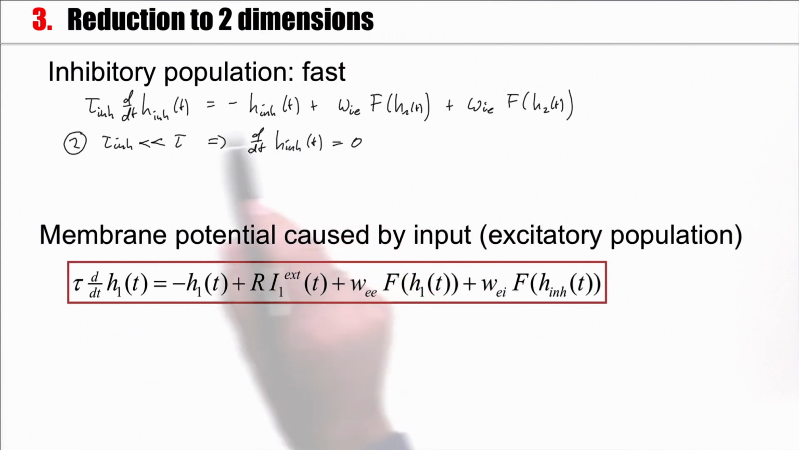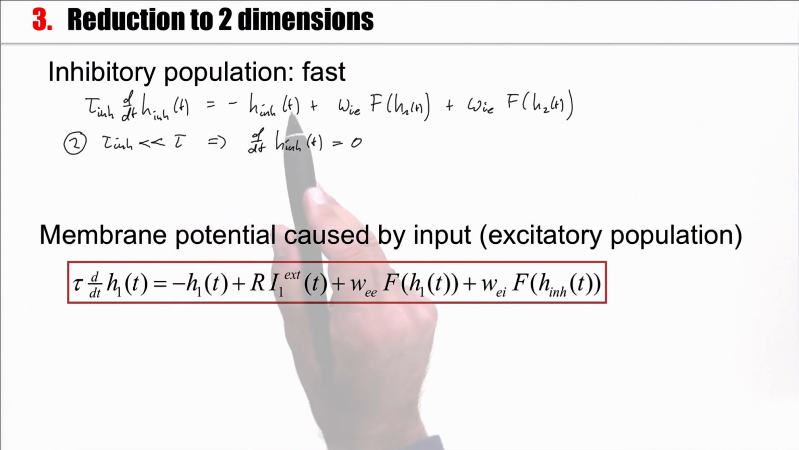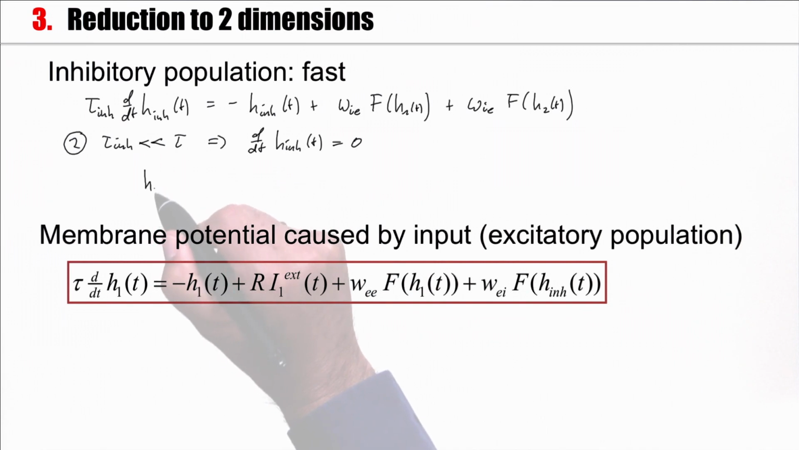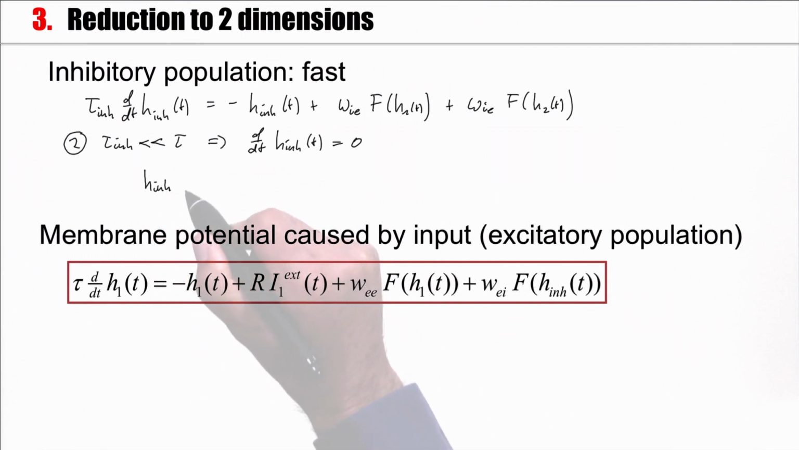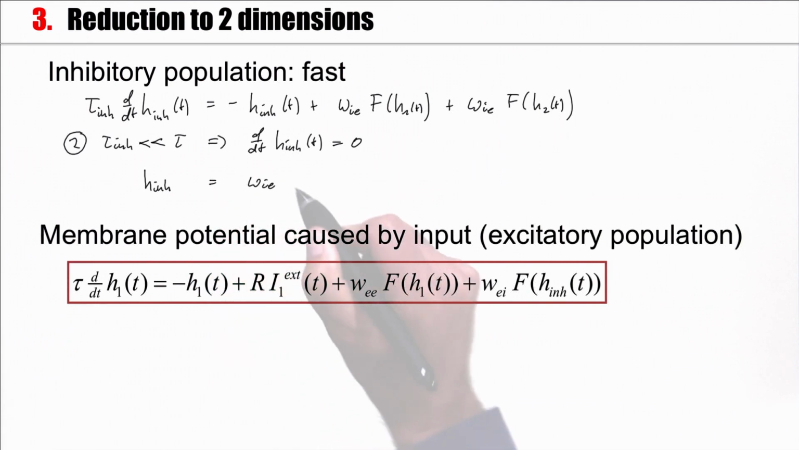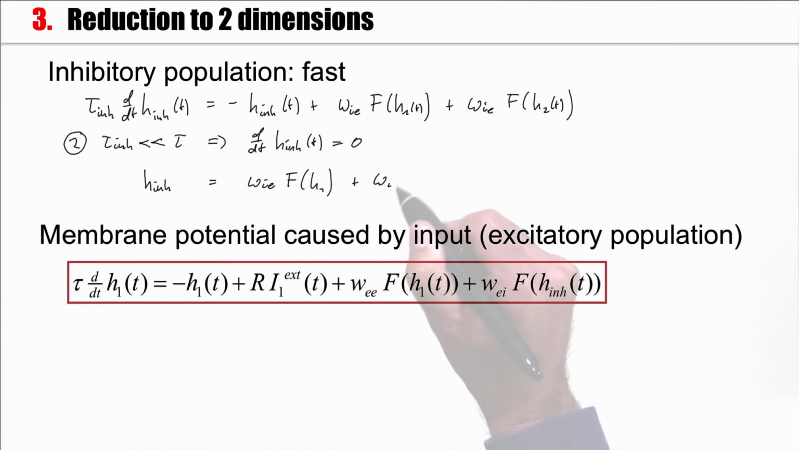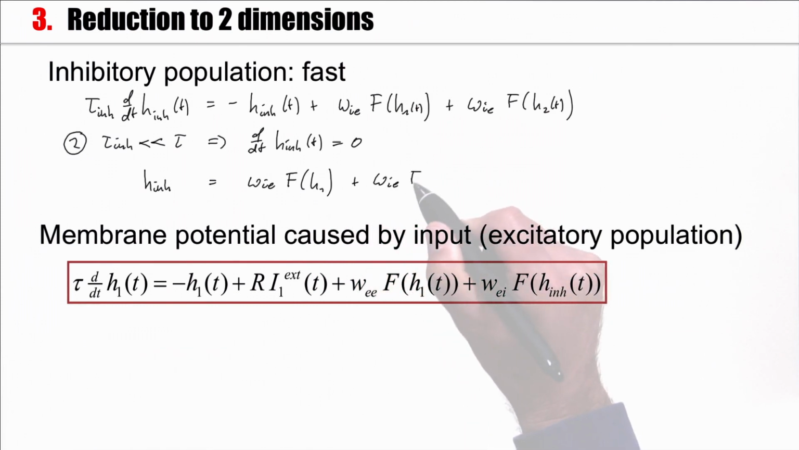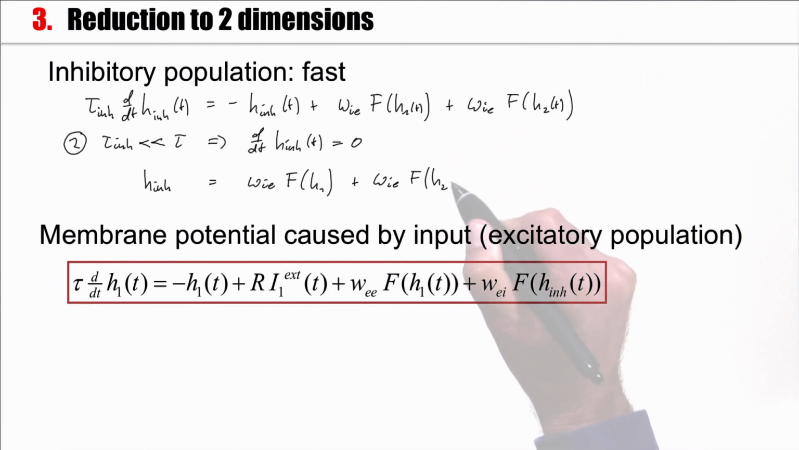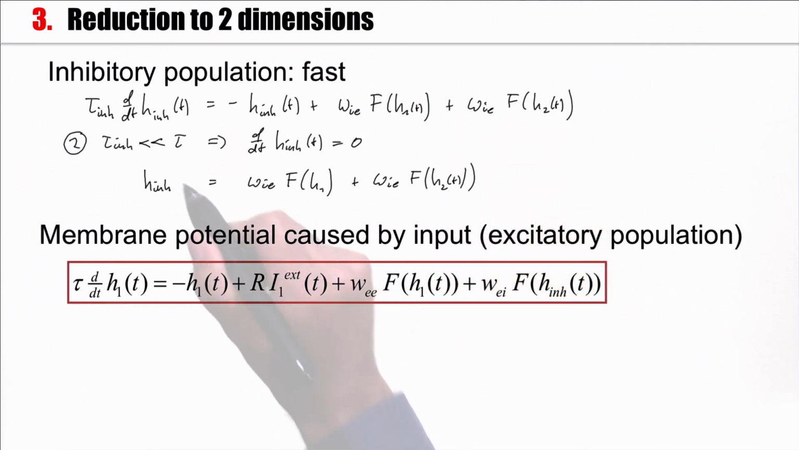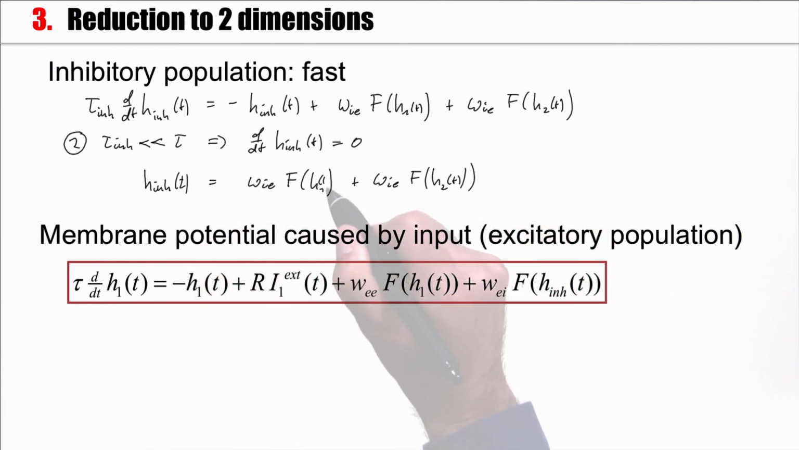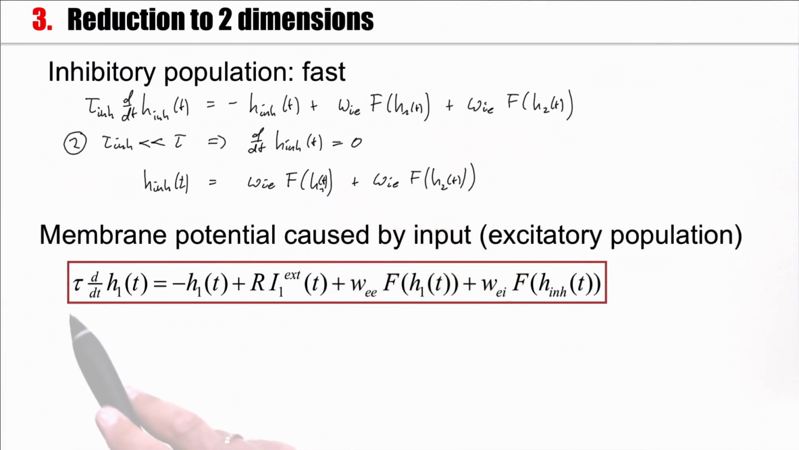Now I bring that, so I have a 0 on the left-hand side. I bring this to the other side, and I can say H inhibitory is equal to WIE f of H1 plus WIE f of H2 of t. And this is true for all points t, where t is now the slow time scale on which the membrane potential of the excitatory population evolves.